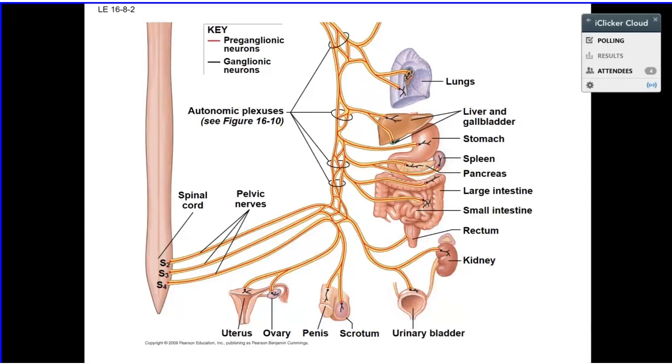And then do you see how it gets really messy right here? That's just called a plexus. It's when everything starts to intertwine. A plexus means a braid. So all these nerves still work together to go to multiple organs. So the craniosacral is just telling us where that first neuron exits the brain and the spinal cord. How many cranial nerves are involved?